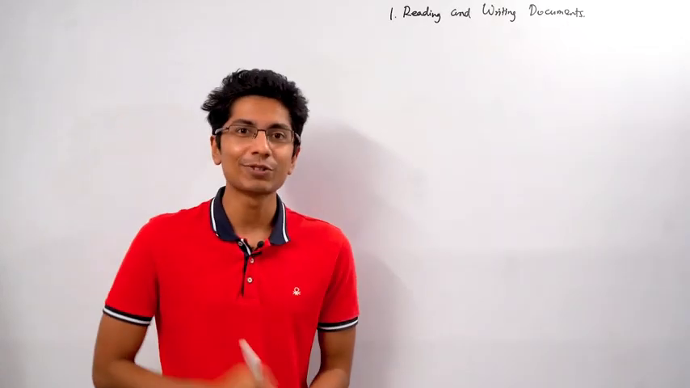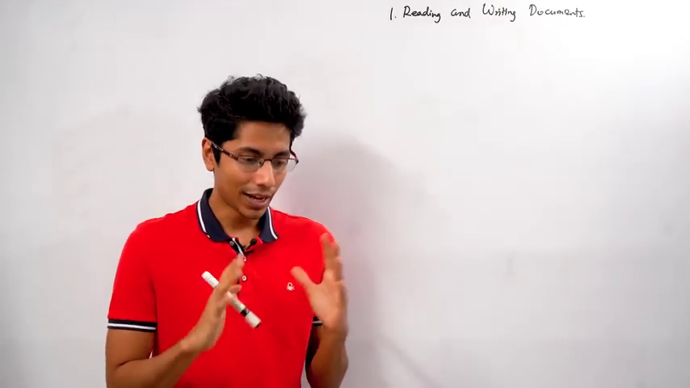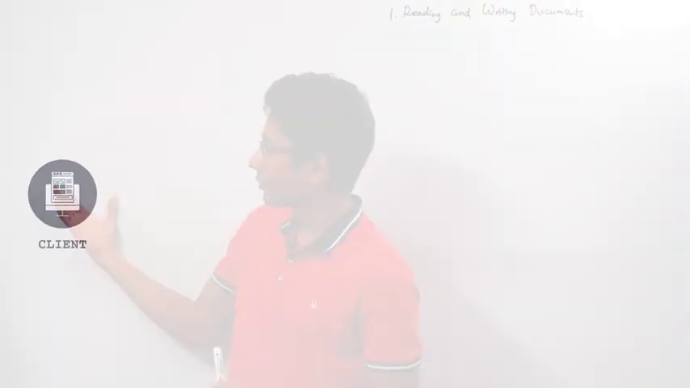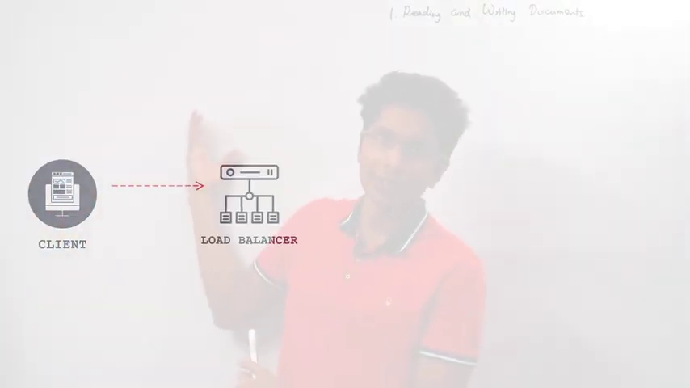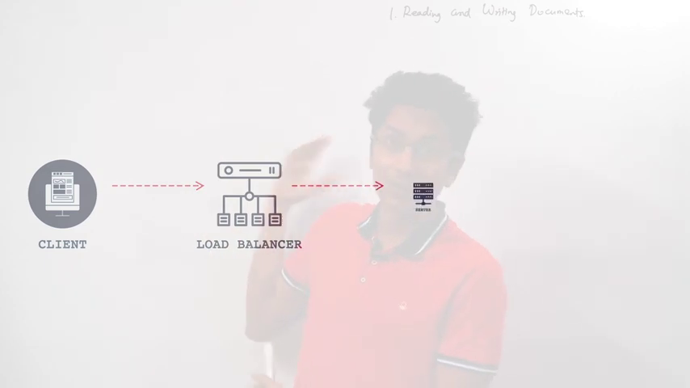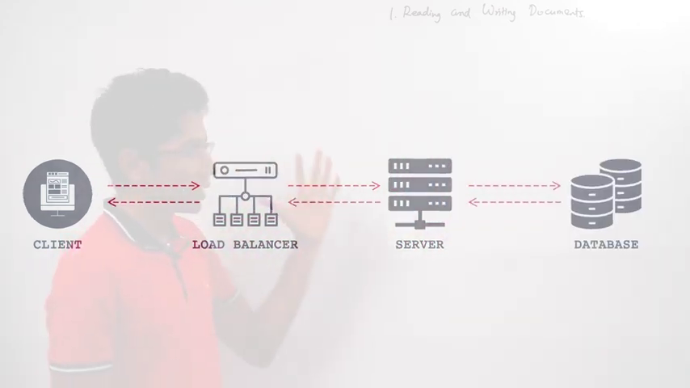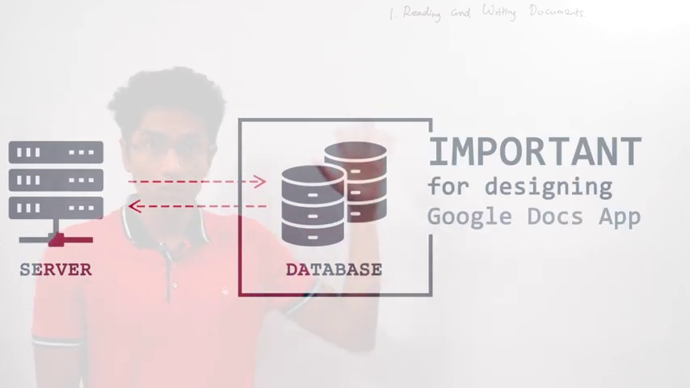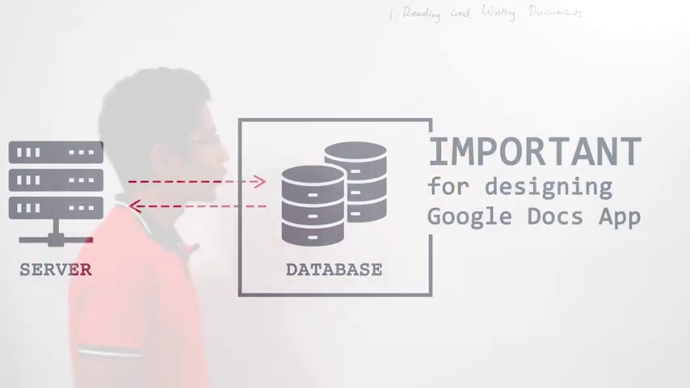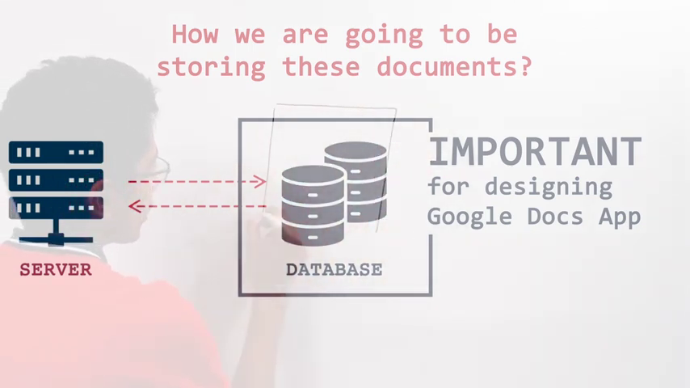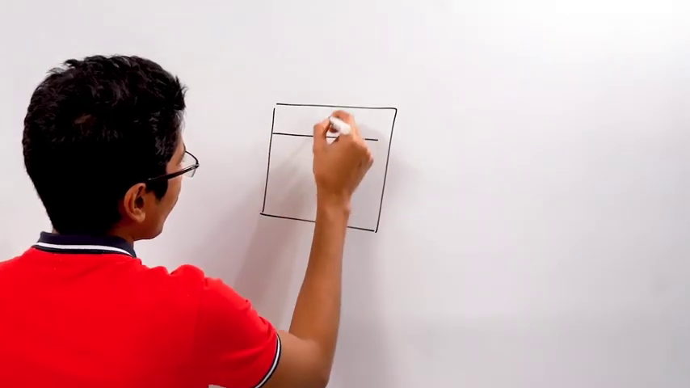All right, let's get to the first feature, which is reading and writing documents. In this case, we are taking the inverse approach. Usually we start from the client, which sends a message to a load balancer, which then sends it to the correct service. And then finally, the database is kind of ignored. In this case, the database is extremely important because there's a lot of documents which are going to be stored. Let's talk about how we are going to be storing these documents.